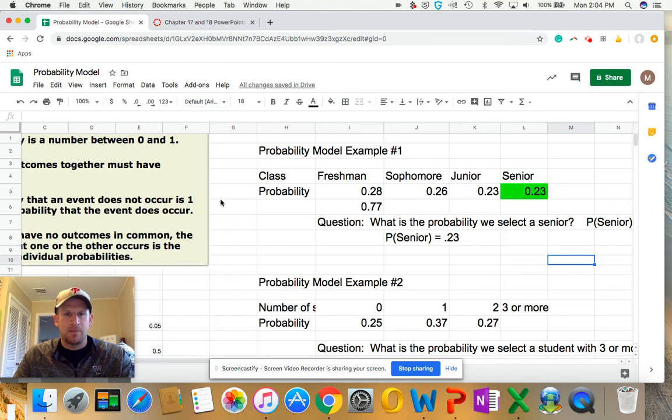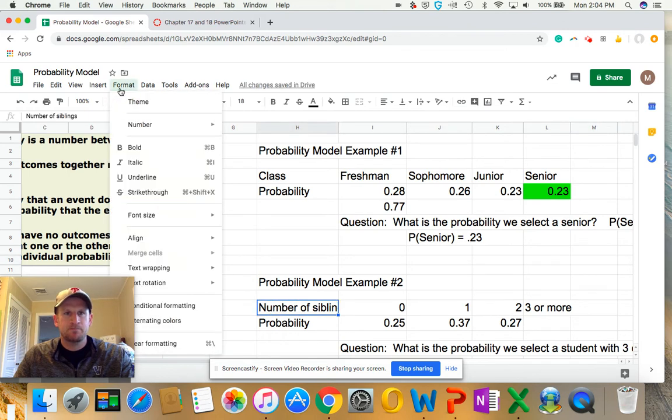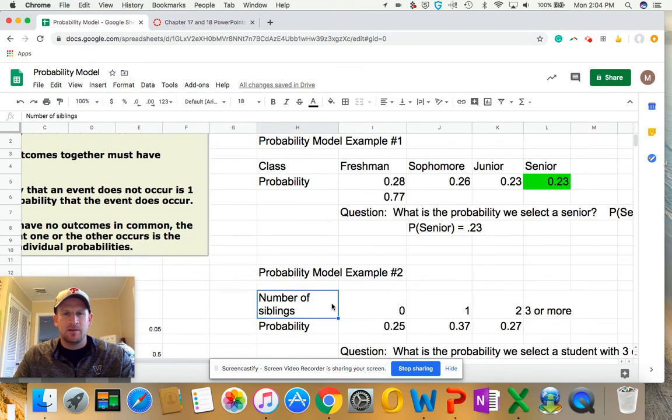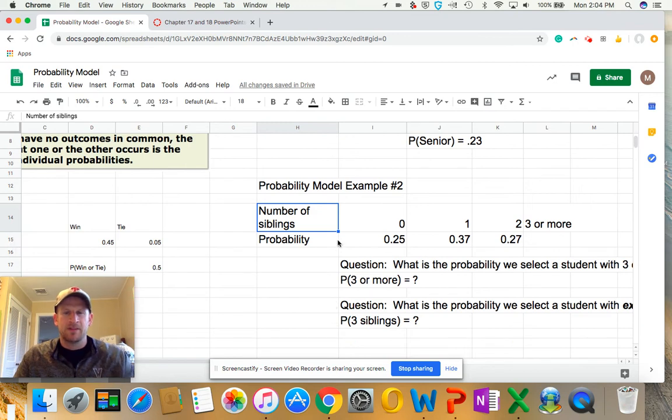Let's take a look at example number 2, all right? Let's change the scenario a little bit. Let's say we're still studying students at TCNJ, and we're changing the variable of interest here. Now we're talking about the number of siblings that students at TCNJ have, okay? They don't have to go to TCNJ, they can go anywhere. And let's say our model and our survey gives us this breakdown, okay?